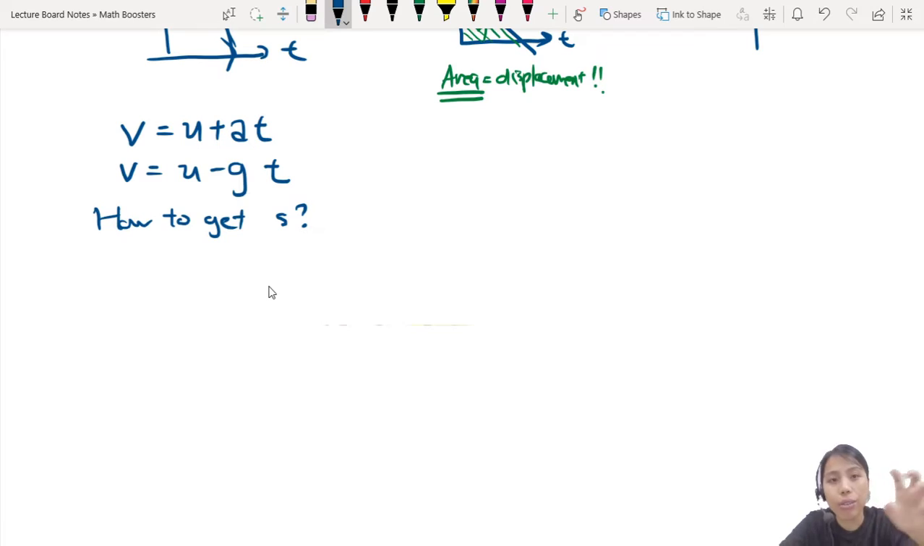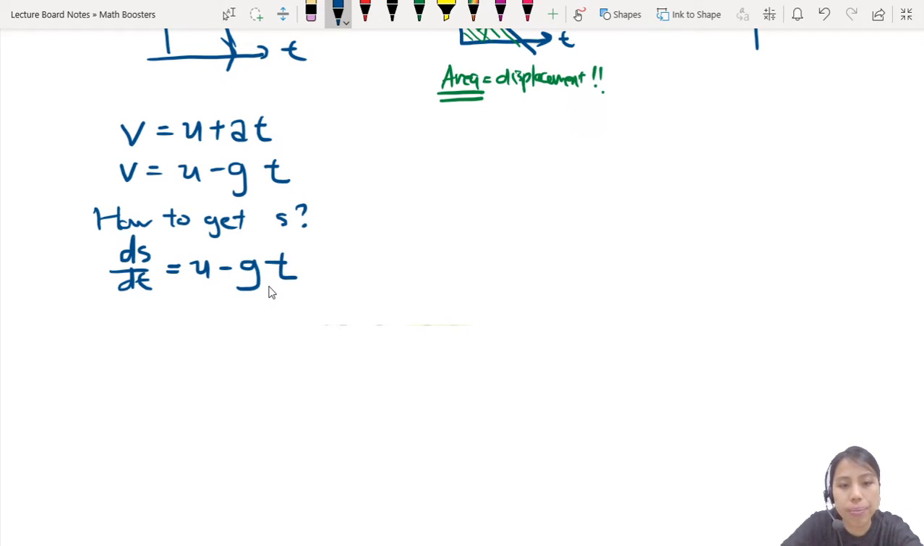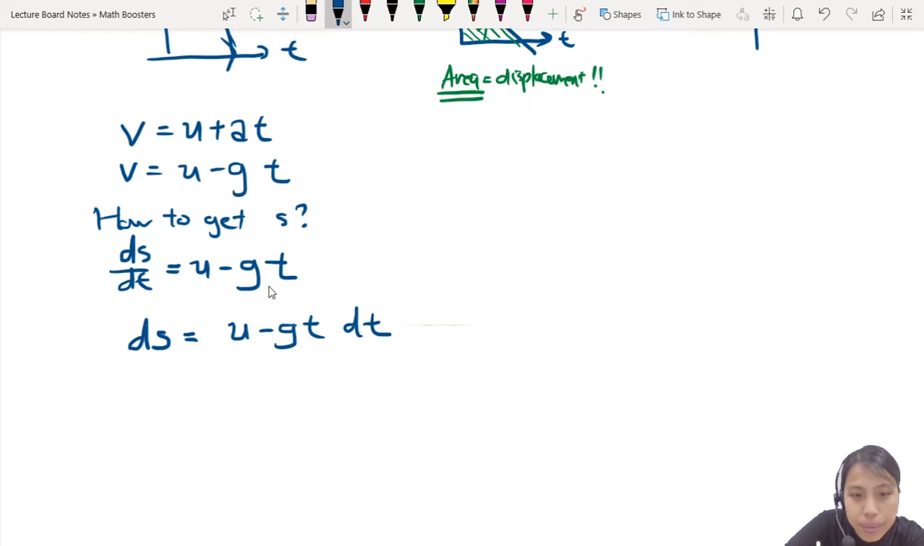Velocity, we say, is the rate of change of what? Displacement. So we say velocity is ds/dt, rate of change of displacement. So rate means there's a time there. Equals u minus gt. Now we're going to do this trick called rearranging. So what you can do is the ds you leave here. The dt you move to the other side. See what happened? Then we integrate both sides. So we add this snaky shape there. Okay, now we're ready to integrate.